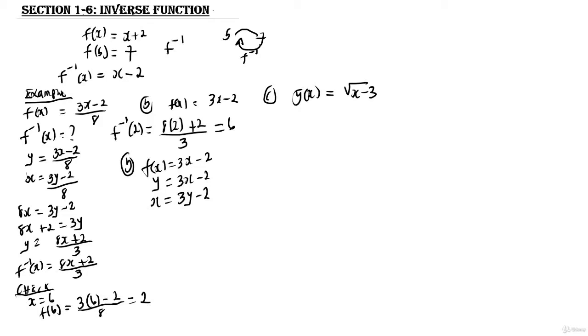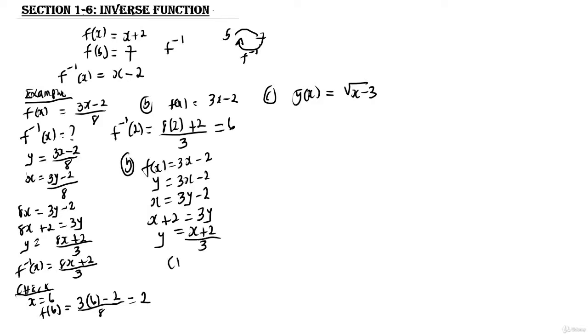So this minus 2 is going to cross to the other side. So this will be s plus 2 is equal to 3y. So we're going to divide both sides by 3 to get rid of this 3. So this is going to be y equals s plus 2 over 3.